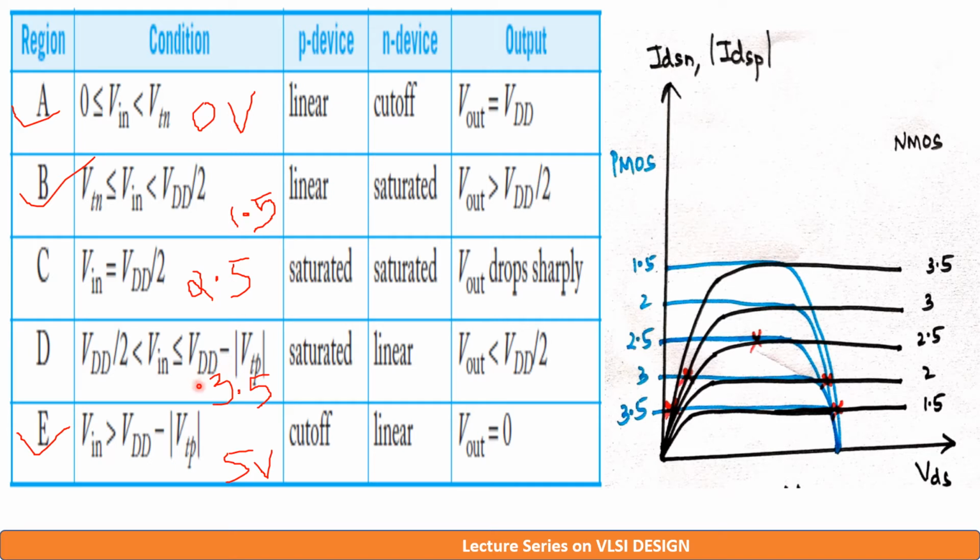Region D is when input is 3.5. This is the characteristic for NMOS for 3.5, and for 3.5 this is the curve for P. So both P and N overlap at this point. PMOS has a flat line, so for 3.5 PMOS operates in saturation region, whereas NMOS at 3.5 has a linear curve, so NMOS operates in linear region.